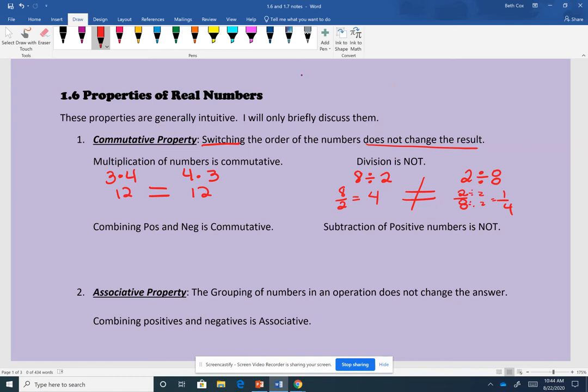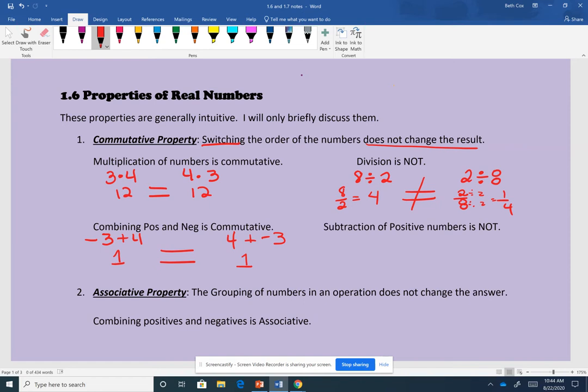Now, combining positives and negatives is commutative. Now, remember, combining positives and negatives. So like if I had -3 plus 4 and 4 plus a -3, remember the signs are different. You subtract, keep the sign of the larger number. Signs are different, subtract, keep the sign of the larger number. So yes, this one is commutative.